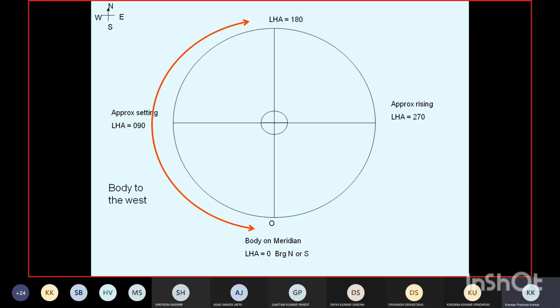I am saying the body is lying to the west of the observer. The observer may be 90 east, the body may be 70 east. LHA is 20 degrees. If LHA is 20, no one will mention east or west. LHA is only degrees from 0 to 360. So if LHA is 20 and the observer is 90 east, what is the longitude of the body? 70 east. So if the LHA is between 0 to 180, the body lies to the west of the observer. This point is clear, gentlemen, or does anyone have a question?